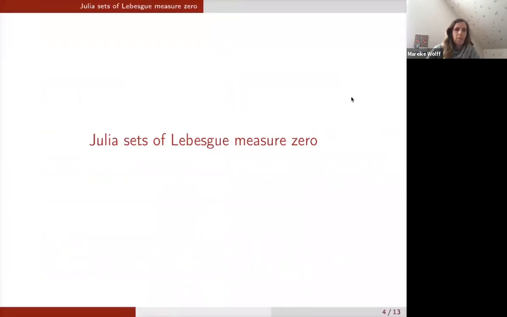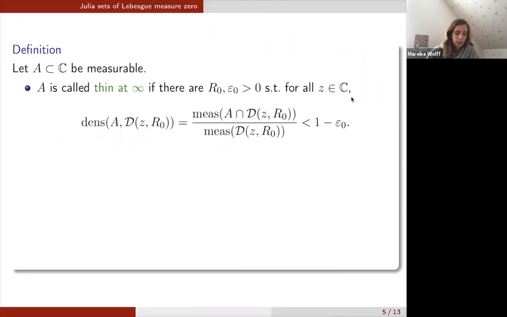I would like to talk about some general theorems about Julia sets of Lebesgue measure 0. The assumptions for such theorems typically fall into two categories. One is that the post-singular set is in some sense nice, and the other one is that the density of the Julia set in certain subsets of the complex plane is not too large. And in order to make the latter precise, we need the following definition.